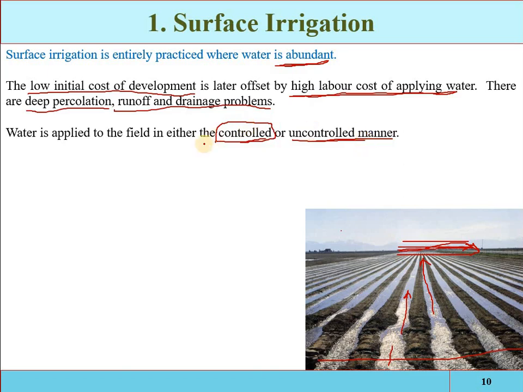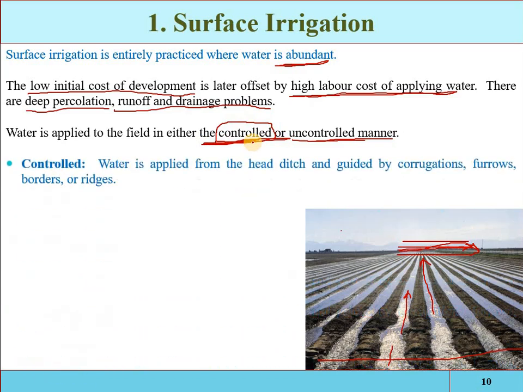And in controlled surface irrigation, the water is guided. The path of the flow of the irrigation water is controlled. Controlled water is applied from the head ditch and guided by corrugations, furrows, borders, or similar structures. For example, here you can see the main head channel and field channels, and here the water is diverted into the field. Now this water is guided by these two levees, these two dikes. So this is an example of controlled irrigation.